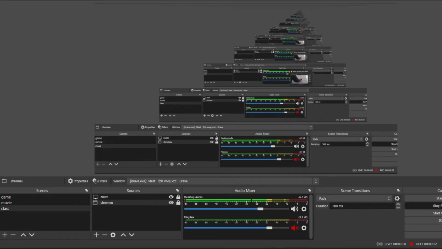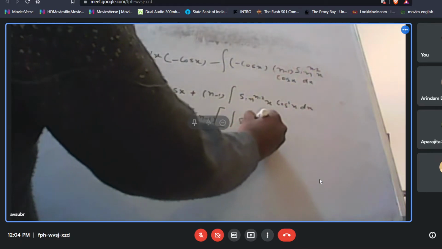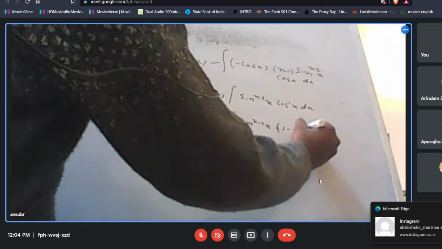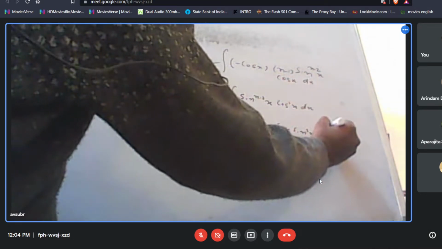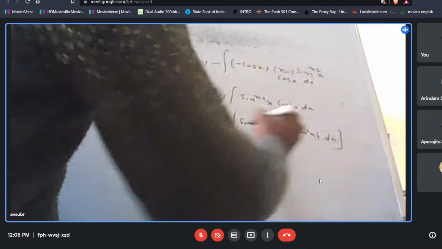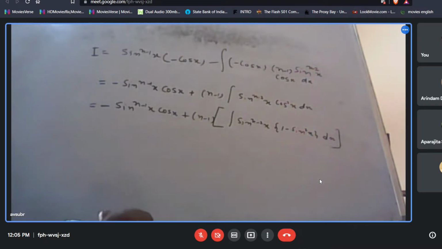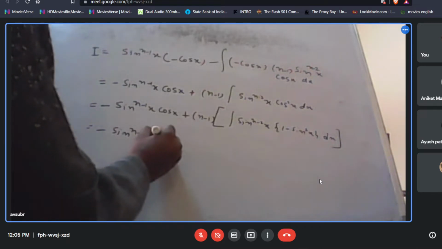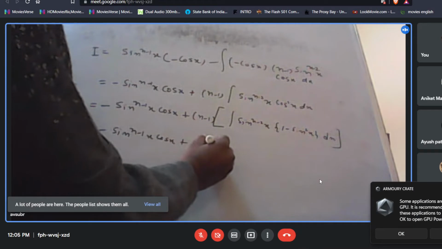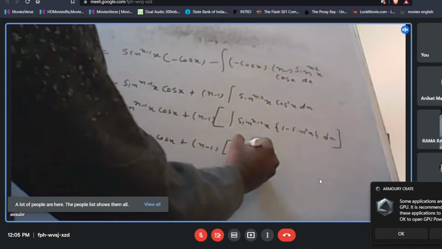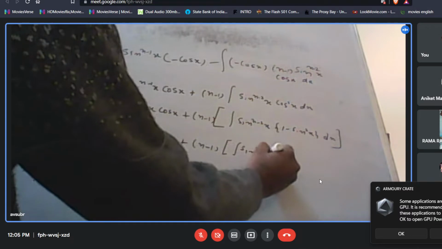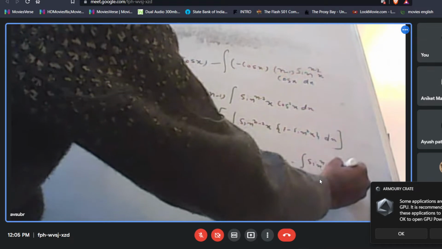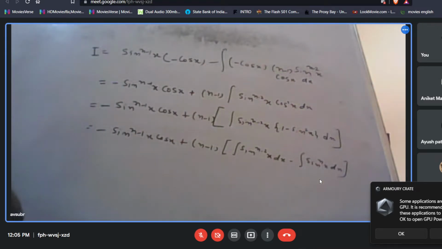And this can be written as sine to the power n minus 2 x, and this can be written as 1 minus sine square x, dx. Can we write it like this? Yes, sir. And therefore, minus sine to the power n minus 1 x cos x plus n minus 1, this can be written as integral of sine to the power n minus 2 x dx minus integral of sine to the power n x dx. Can I write this down? Yes, sir.